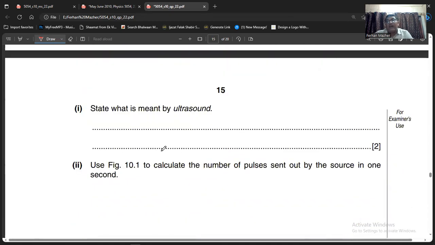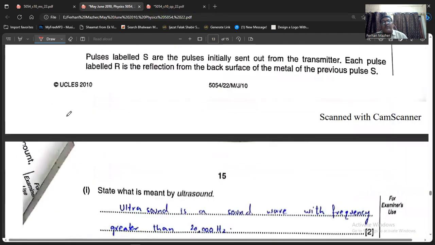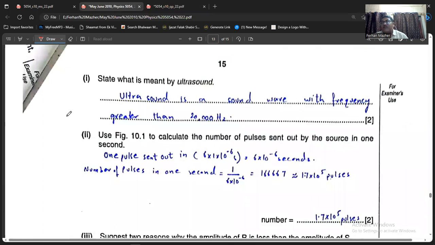State what is meant by ultrasound. Ultrasounds are sound waves whose frequency is more than 20,000 hertz. So they are out of the audible frequency range. Their frequency is more than the audible frequency range. Ultrasound is a sound wave with frequency greater than 20,000 hertz.